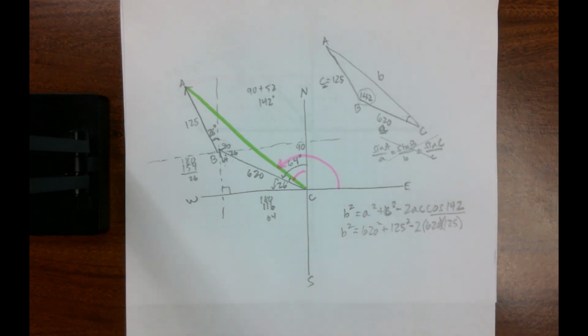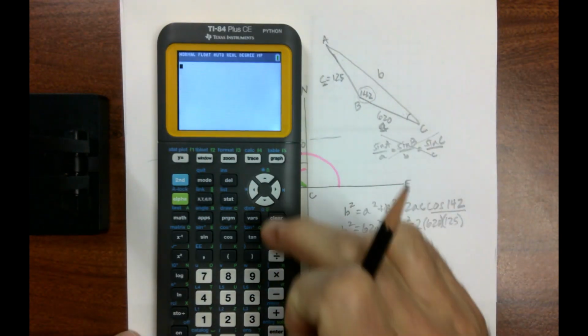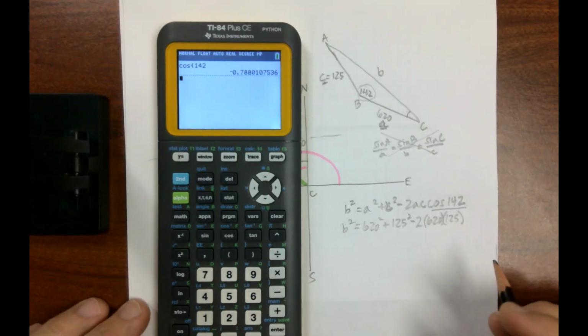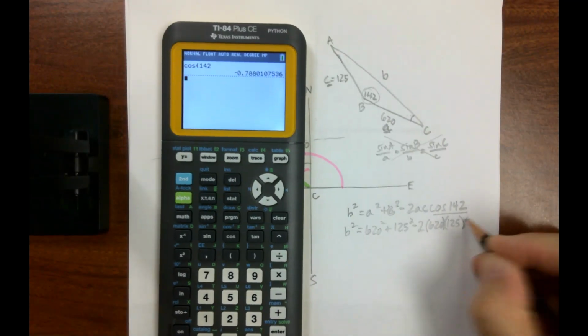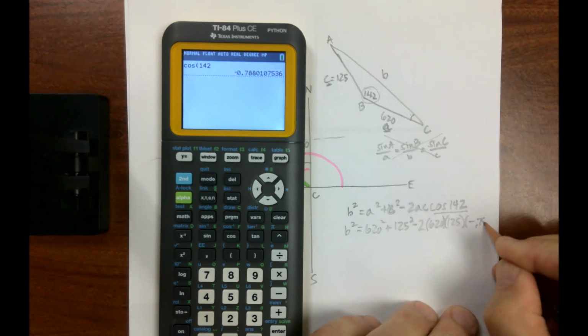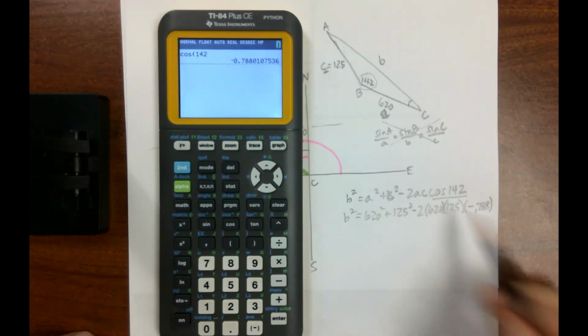Let me grab my calculator. So we'll go to our calculator. Here we go. Cosine of 142. Make sure your calculator's in degree mode, and that's negative 0.788. All right. I'm going to have some fun with my calculator and get back to you in 2 seconds.